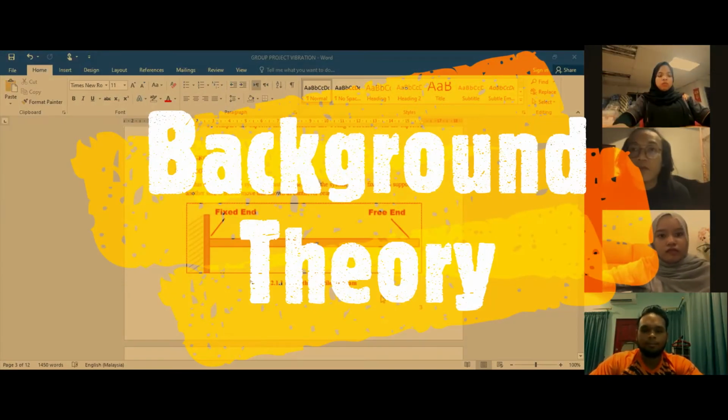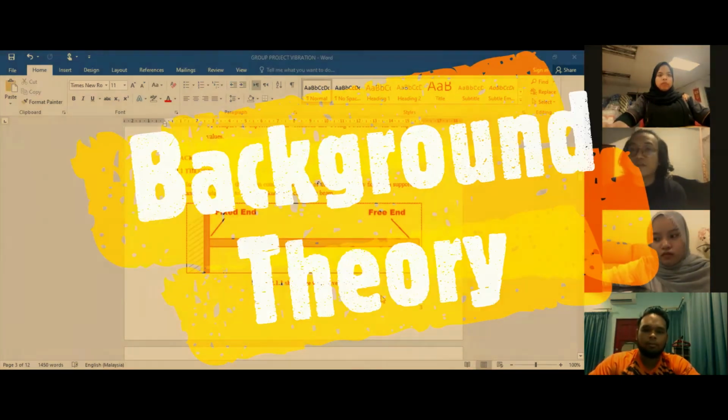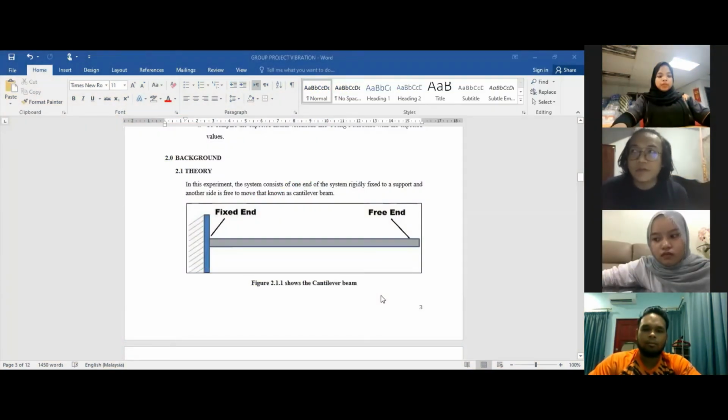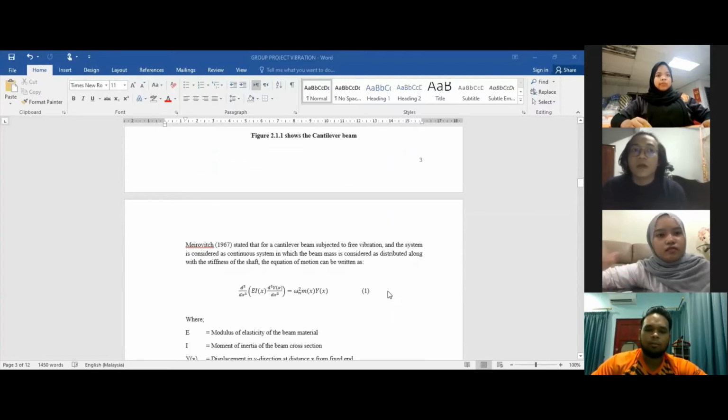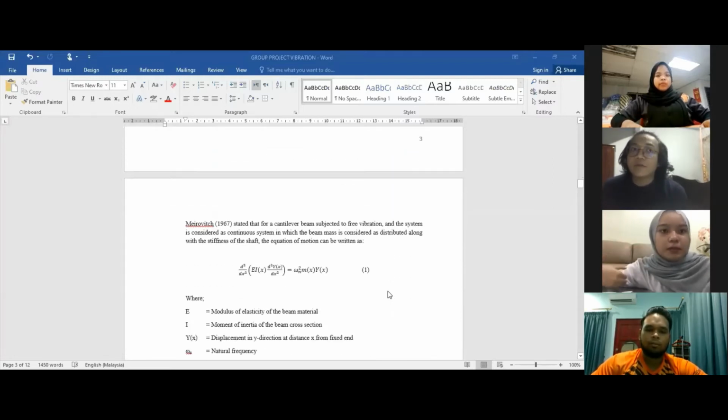Okay, so I will continue with the background theory. We use the cantilever beam. In this experiment, our cantilever beam is under free vibration. The system consists of one end fixed to a support, and the other side is free to move, which is known as a cantilever beam. Figure 2.1.2 shows the cantilever beam under free vibration.